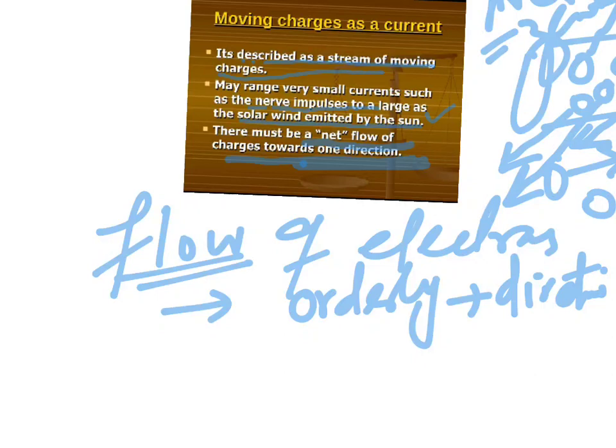So another important aspect of electric current is the direction. The first aspect is the motion, the flow of electrons. The second aspect is that the flow must be in a particular direction to produce a tangible amount of electric current. So I am stressing the two aspects of electric current. One is the flow or motion of electrons. Second is that the motion must be in a particular direction and in an orderly manner.